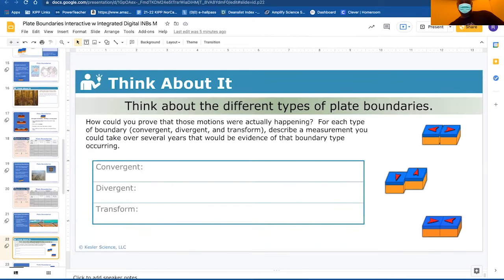Let's keep going. All right, think about the different types of plate boundaries. How could you prove that those motions were actually happening? For each type of boundary, convergent, divergent, and transform, describe a measurement you could take over several years that would be evidence of that boundary type occurring. How could you prove? Think about it. What scientific equipment could you design? How could you prove that that was happening there? This is where you've got to use a bit of your imagination.